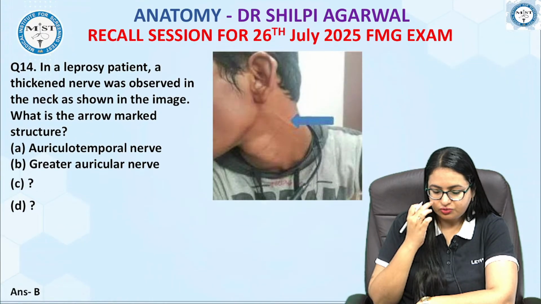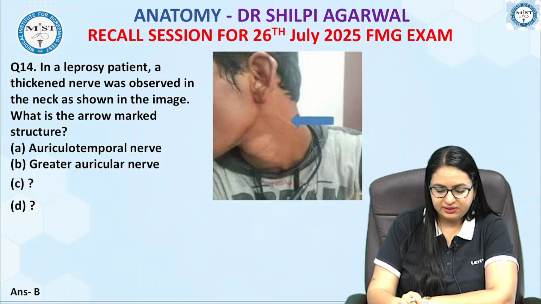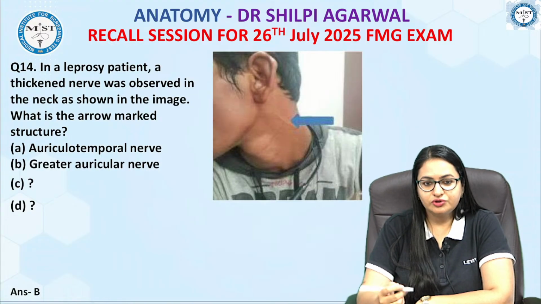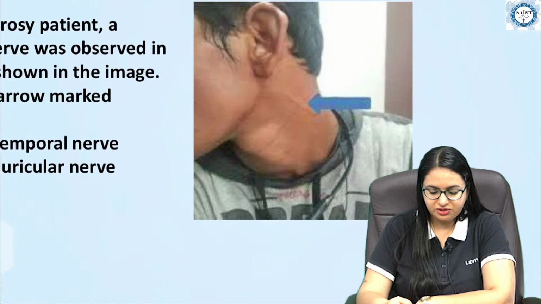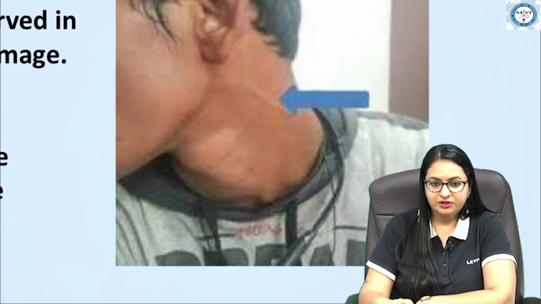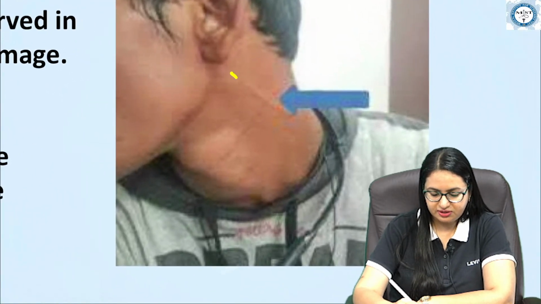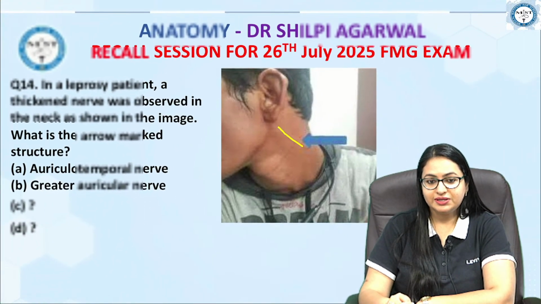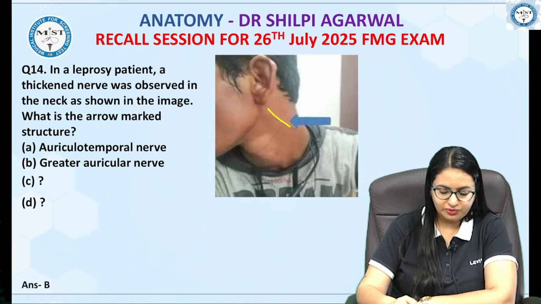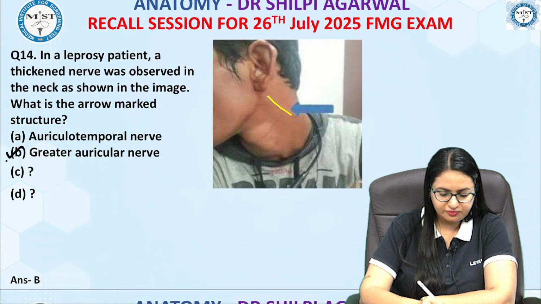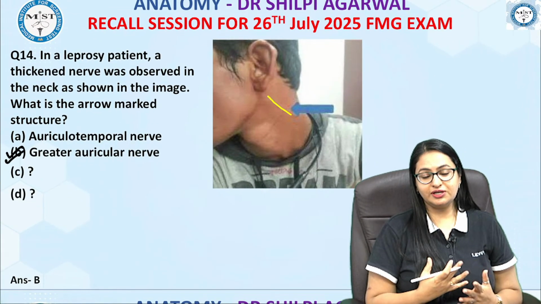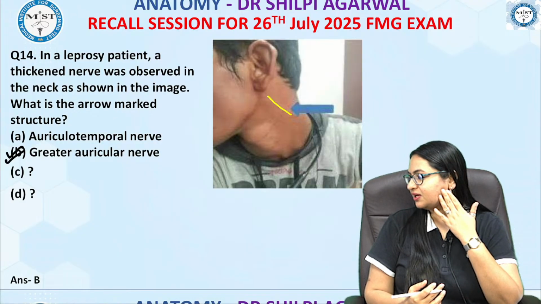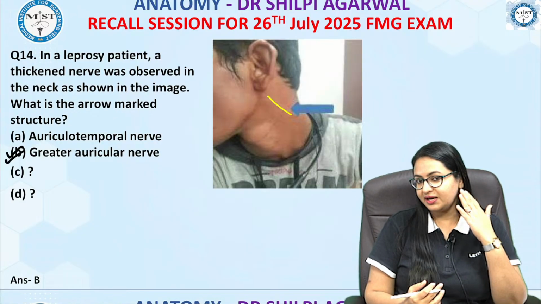Now going to the next question. In a leprosy patient, a thickened nerve was observed in the neck as shown in the image. If you see the image here, the thickened nerve which is present here is this one. Specifically, it is the greater auricular nerve, which we discussed is supplying the skin over the angle of the mandible at this location.